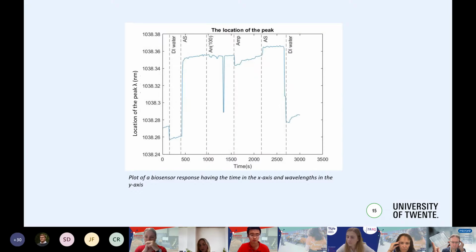We then performed experiments using the chip with different samples. The measurements start with flowing DI water and then shifted to artificial saliva, which can be seen in the graph as a huge jump due to the change in the refractive index of the medium. Later, the flow was shifted to an antigen concentration of 100 pg per milliliter. This cannot be visually seen due to the dominance of the thermal noise.